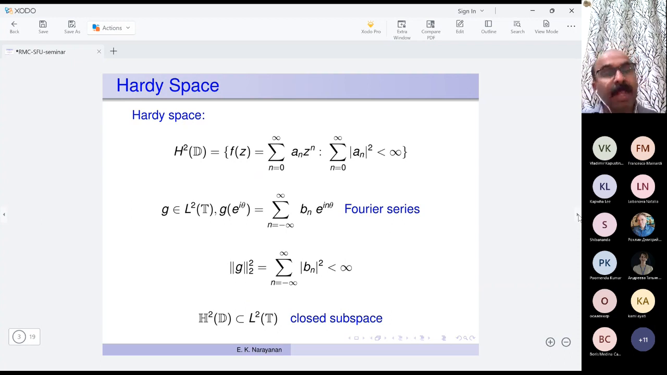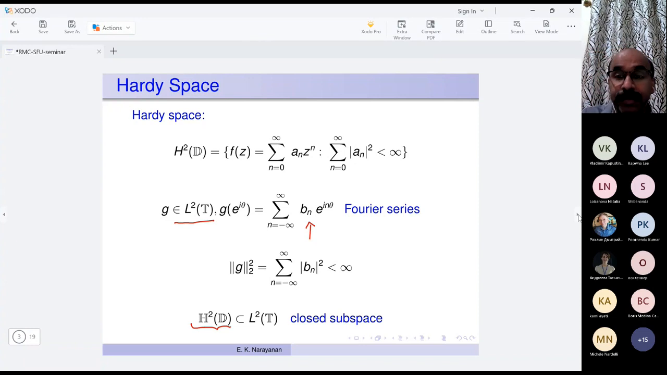And you know that it sits inside the L2 of the circle, because for L2 of the circle, you look at the Fourier series, and if you look at the Fourier series from 0 to infinity, then you are going to get the Hardy space. So the Hardy space on the disk sits inside the L2 of the circle as a closed subspace. So one has the projection to the Hardy space.